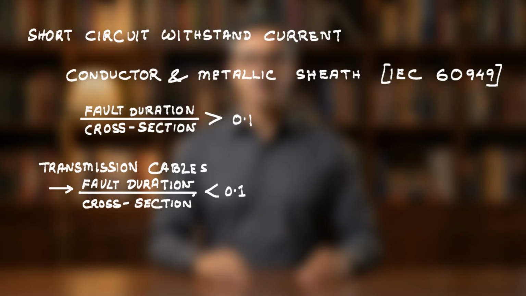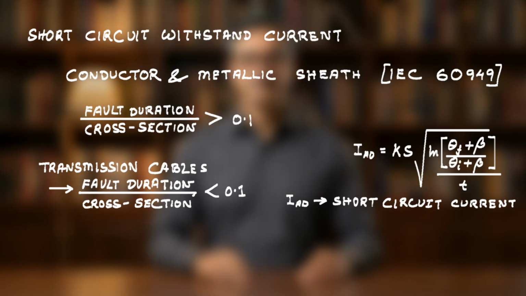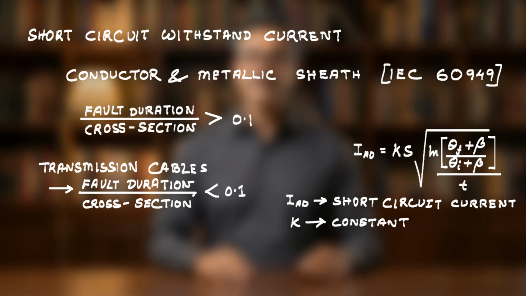Calculation of adiabatic short circuit current. The general formula of adiabatic short circuit current is I_AD = K × S × √[ln((θ_F + β)/(θ_I + β)) / t], where I_AD is the RMS short circuit current calculated on an adiabatic basis. Small t is the allowable duration of the short circuit current. K is a constant. It depends on the material of the current carrying part of the cable.